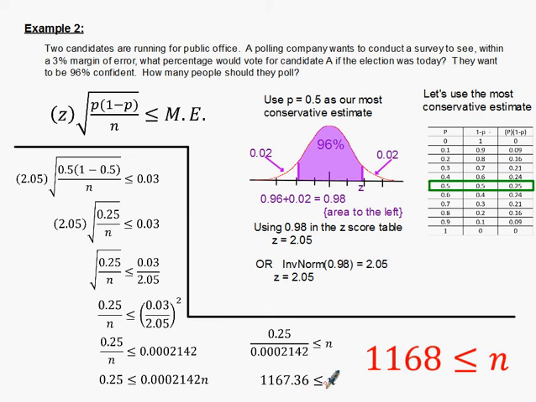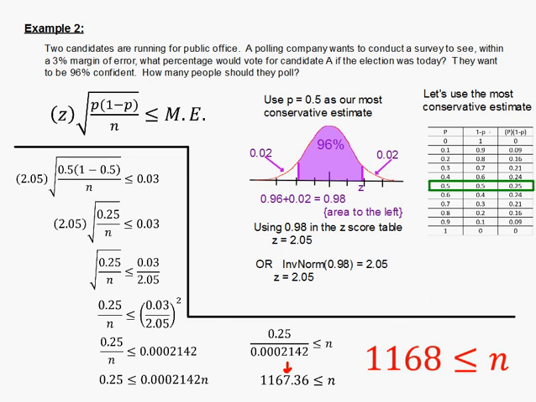Notice that in the calculations we got 1,167.36. If we were to round to the nearest whole number, it should be 67. Well, because of the inequality, we always have to go up, or it will actually be slightly more than the 3%, and we don't want that. We want a 3% or less. So you always actually have to go up from your original calculations over here.